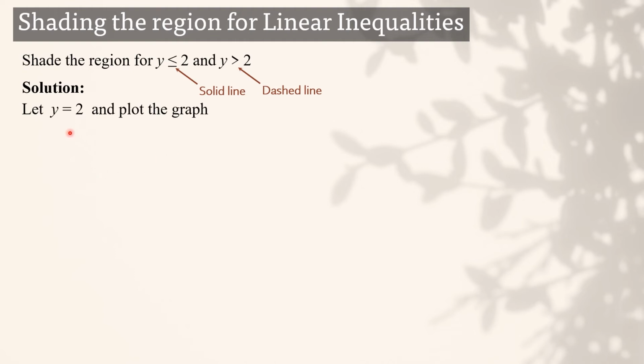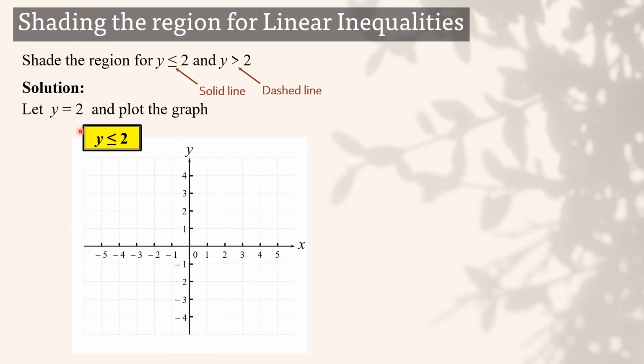Next, we let y equals to 2 and plot the graph. As you all know, y equals to 2 means that a horizontal straight line will cut the y-axis at 2. So for the first example, y is less than or equals to 2, so a solid line will cross the y-axis at 2. For y less than or equals to 2, we will shade the region below the graph.